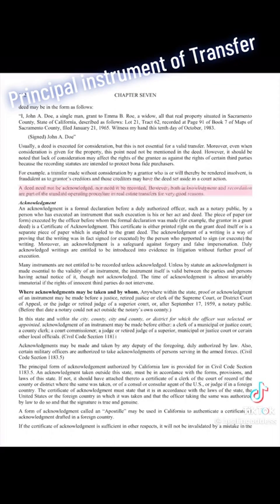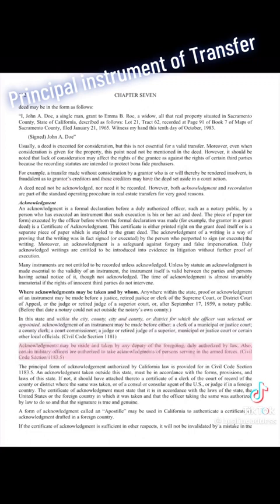In this state and within the city, county, or district for which the officer was selected or appointed, acknowledgement of an instrument may be made before either a clerk of a municipal or justice court, a county clerk, a court commissioner, a judge or retired judge of a superior, municipal, or justice court, or certain other local officials. Civil Code Section 1181. Acknowledgments may be made and taken by any deputy of the foregoing, duly authorized by law. Also, certain military officers are authorized to take acknowledgments of persons serving in the armed forces.